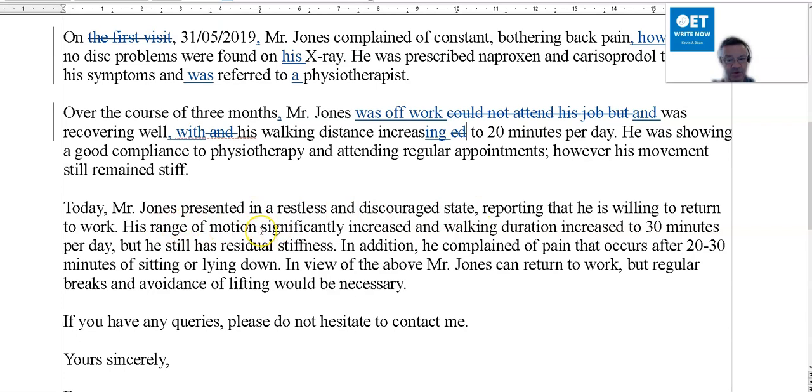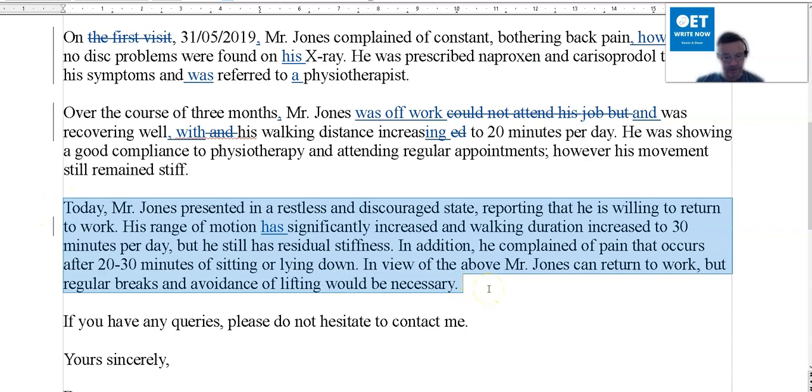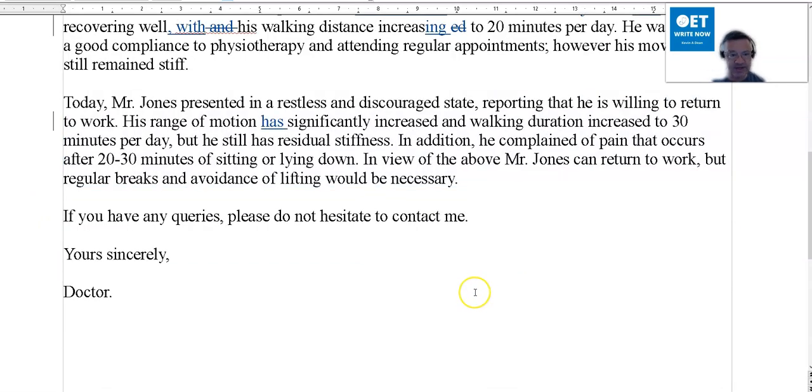His range of motion, present perfect, has, because you're writing today, but you're writing this letter after he came to see you earlier. He's not sitting here now while you are writing this, yeah? He was off, now he's come back. So, has significantly increased, the duration increased to 50%, but it still has residual stiffness. This shouldn't component payment can return to work when motivation would be necessary. This paragraph's a very good paragraph. Pretty clear. That's it.